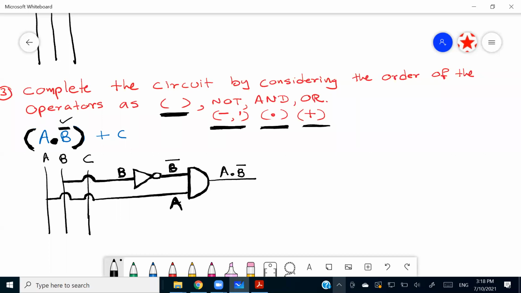Okay, so now we are done with the bracket. The bracket is here, the output of the bracket, so we have created it right over here. Now we are going to deal with the C and this entire thing. We have that entire thing, A dot B bar, as the output of this gate.